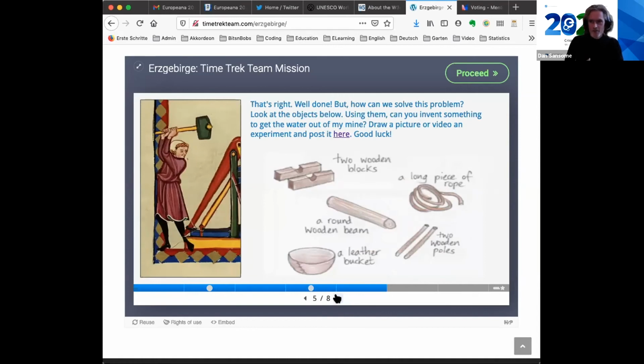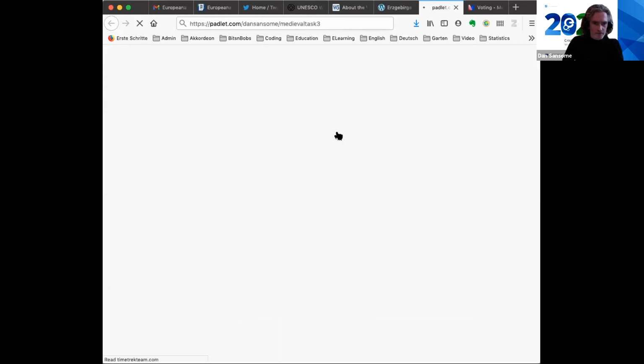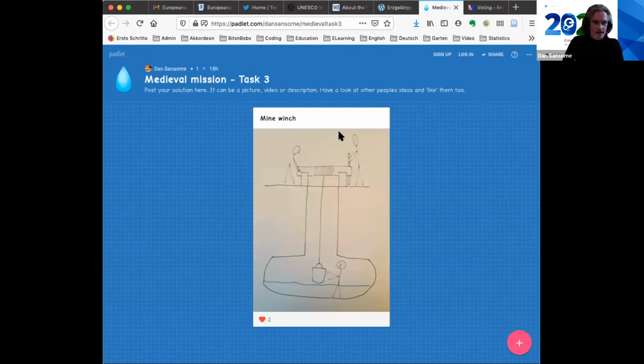Now, as I mentioned, part of the idea is to break people out of the digital realm. And here, this is an activity where Hans gives you some objects and then says, well, okay, how can you invent something to get the water out of the mine? You have these objects. Can you put them together to do that? And there is a link here. And as you can see, for example, a student might post a picture. Well, you can put these things together to create a mine. Then other students can come and look at this, and if they like it, they can like it.